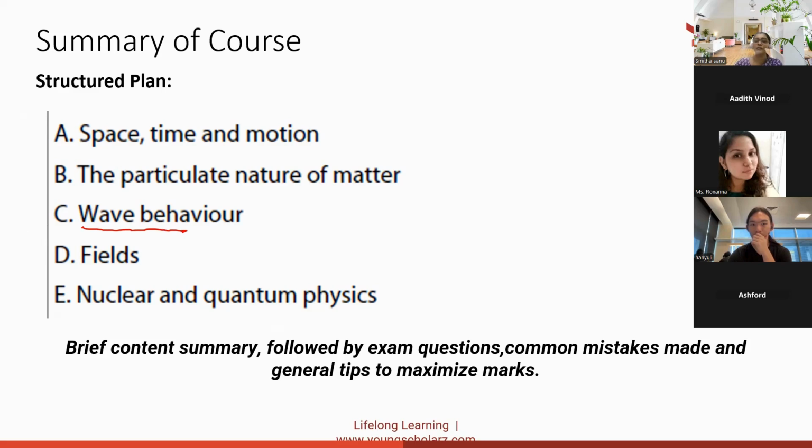Fields, which is gravitational fields and electrostatic fields, are all included in topic D. And topic E is nuclear and quantum physics, which is a mixture of chapter 7 and chapter 12 from the previous syllabus. If you have access to the textbooks, you could use them because the content has not changed. You have the same concepts, but they are now divided theme-wise. Okay.